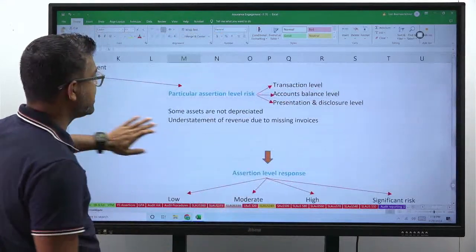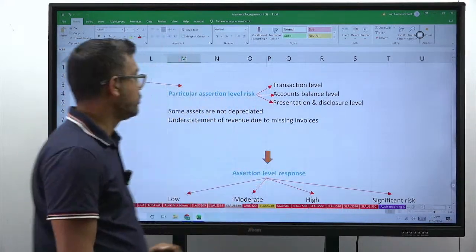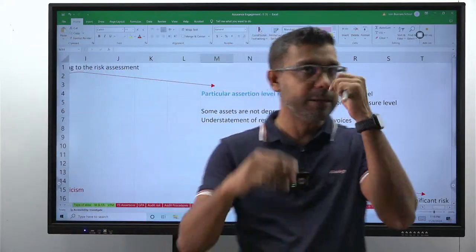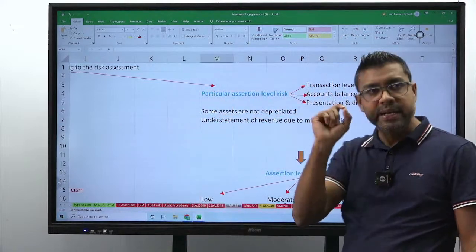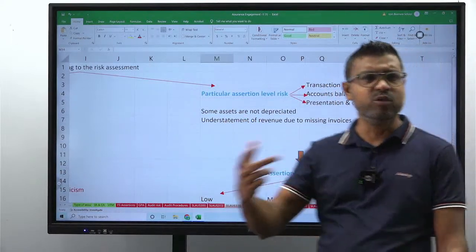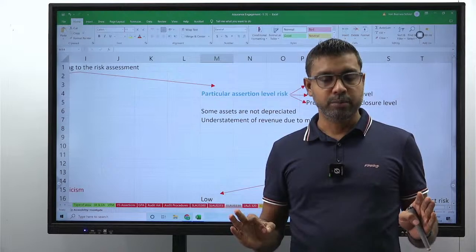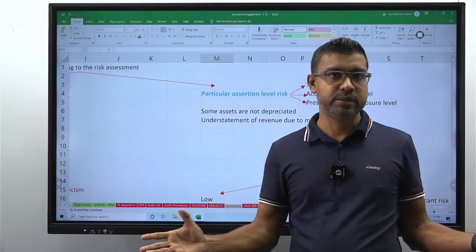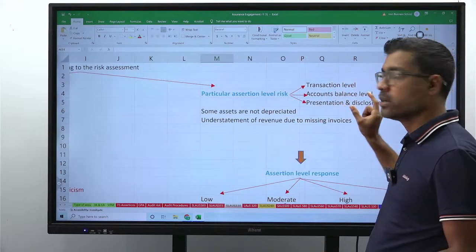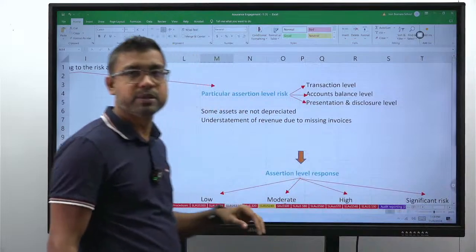When it comes to particular assertion level risk, it means risk specific to a transaction, risk specific to an account balance, risk specific to presentation and disclosures. Let's say some assets are not depreciated, maybe through mistake or purposely. That has impact on a particular transaction, which is depreciation, and the property, plant and equipment balance. Or understatement of revenue due to missing invoices. That doesn't have impact on the entire business. That has impact only on the revenue part of the business, revenue and the receivables. So these risks are specific to a particular assertion, which can be transaction level, account balance level or presentation level. So for the purpose of responding, we can divide risk into two categories.